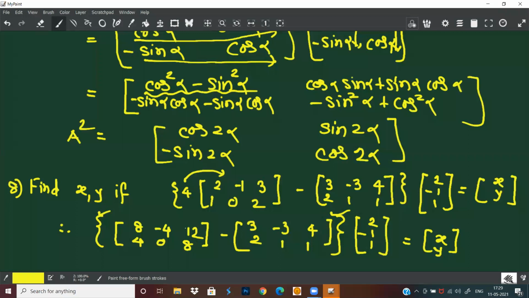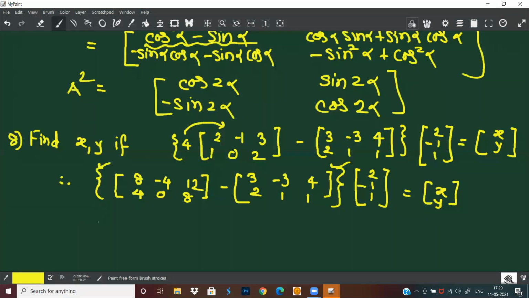तो पहले ये दोनों का subtraction करना है अपने को. 8 minus 3, that is 5, minus 4 minus minus 3, 12 minus 4, 4 minus 2, 0 minus 1, 8 minus 1. So here your answer is right. X is 19 and Y is 12, na? Minus 12 कैसे आया? Y is 12. Absolutely right.